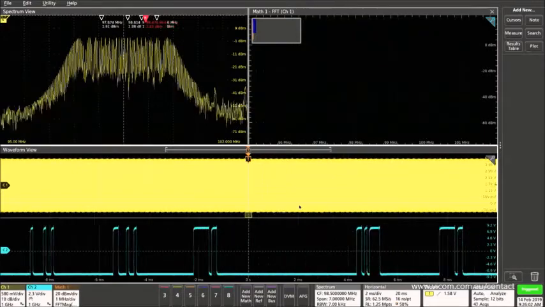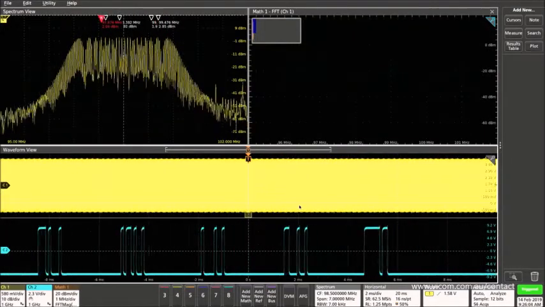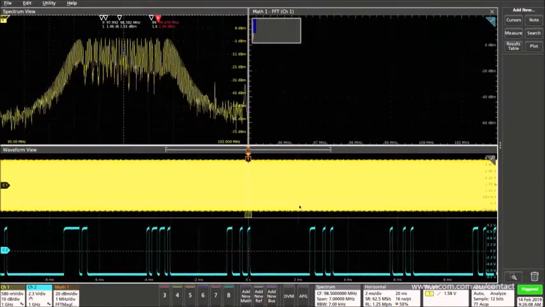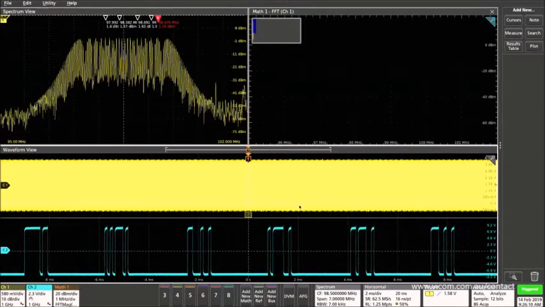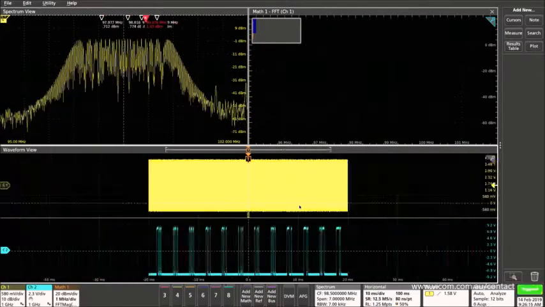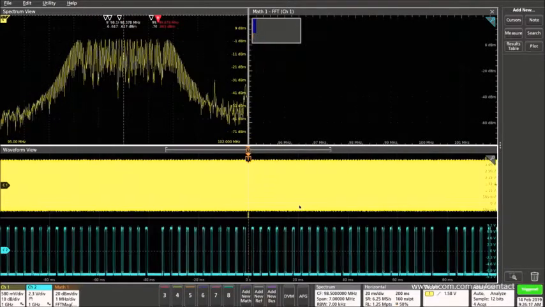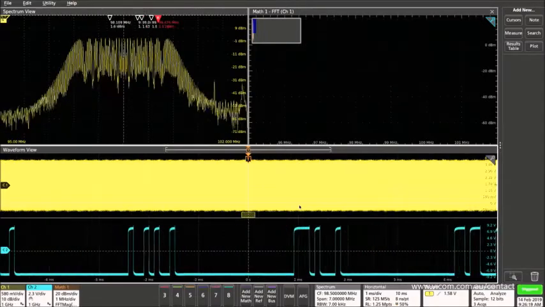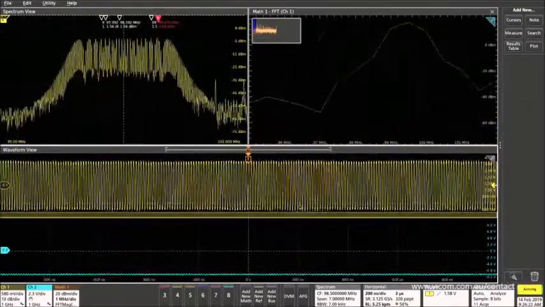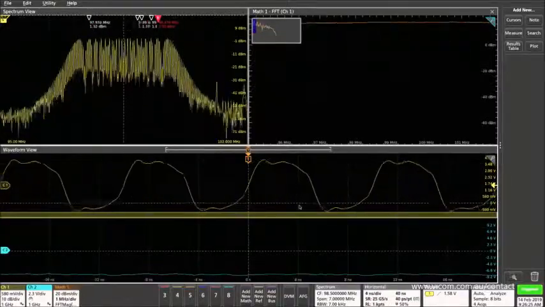So in summary, Spectrum View addresses the two key shortcomings of traditional FFTs in terms of frequency domain analysis on an oscilloscope. It's exceptionally easy to set up, and you get independent controls for your time domain view and your frequency domain view. So you maintain a useful frequency domain view at all times.